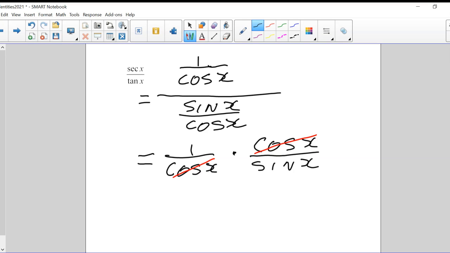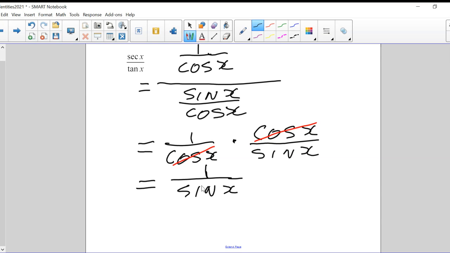So here's what I'm left with at this point. I have a 1 on top. I have a sine x on the bottom. You never leave it in that form because you ask yourself, well, what is 1 over sine x? That would be cosecant x. And that would be your answer.